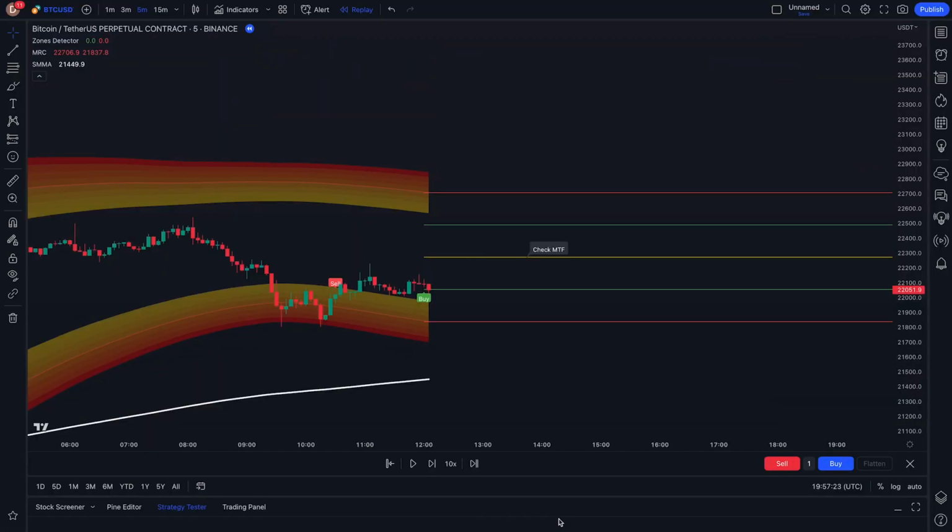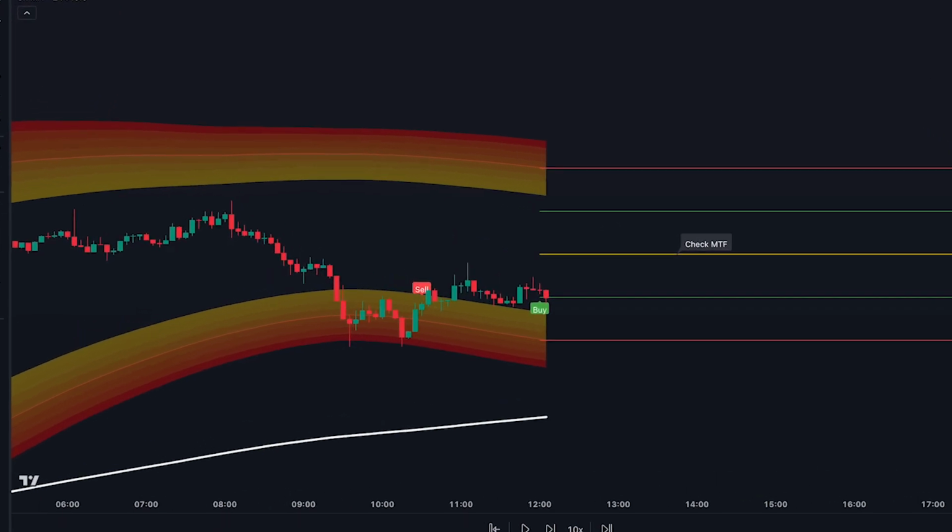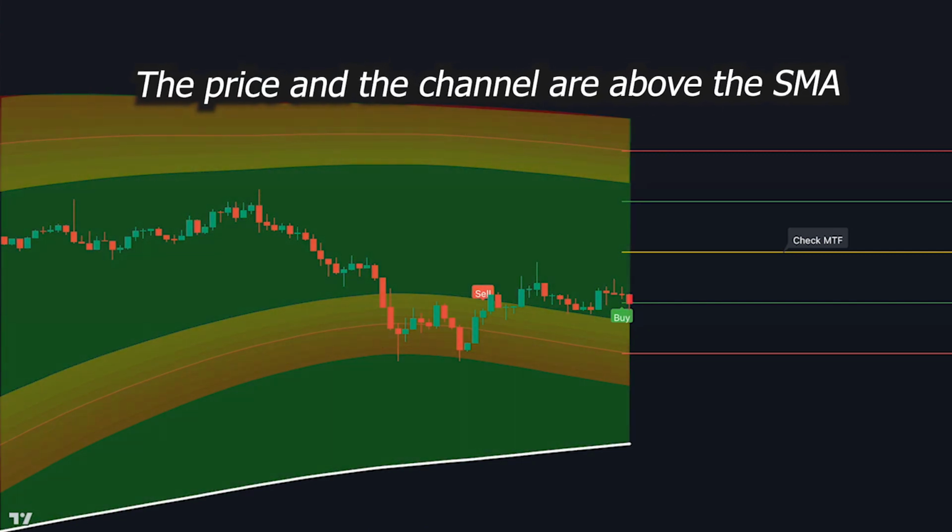Rules for a buy position. To find entries using these indicators, it is important to follow such conditions. Here is one for a buy signal. First, ensure that both the price and the channel are above the SMA.